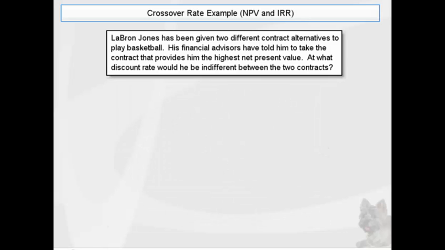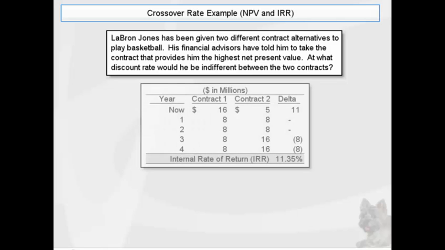But still another way, maybe the most direct way, would be to calculate the difference between contract 1 and contract 2 for every year, and then take those differences and use the internal rate of return function to determine exactly what that rate becomes. And when we use that approach, we can come up with the crossover rate, or the point at which LeBron would be indifferent between the two contracts.